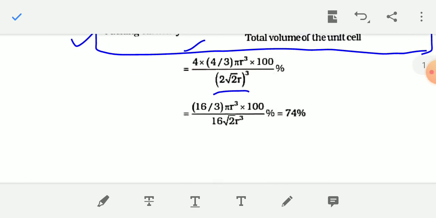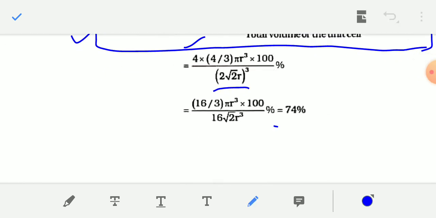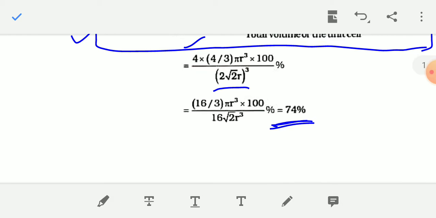After calculation, it is seen that the packing efficiency of the face-centered cubic unit cell is 74%. So in a face-centered cubic unit cell, a total of 74% space is occupied, and the remaining 26% volume is unoccupied, that is void space in the face-centered cubic unit cell.